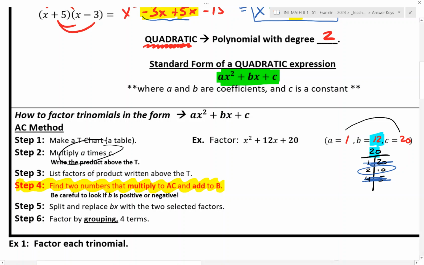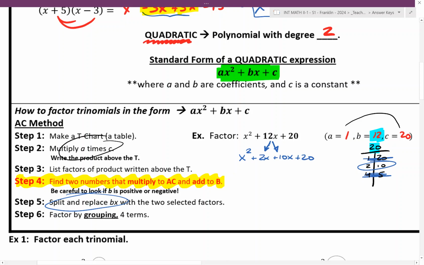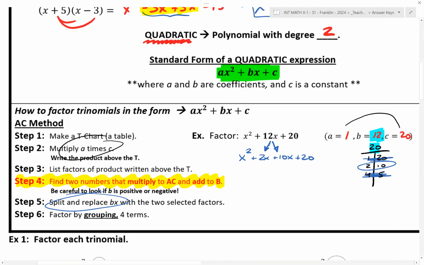So what I'm going to do is split and replace bx in the polynomial with those two factors. We're going to split this middle term right here, that 12x. So x squared plus, we're splitting it into those two numbers. And it doesn't matter what order you write them in. So I'm going to put 2x plus 10x plus 20. Okay, so the process so far: identify a, b, and c, multiply a times c, so 1 times 20 is 20. Find two numbers that multiply to AC, which is 20, and add to B, which is 12.